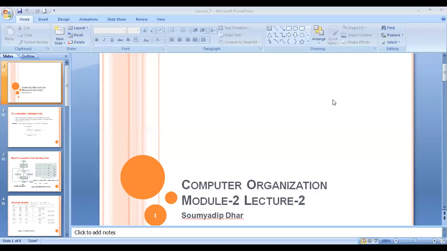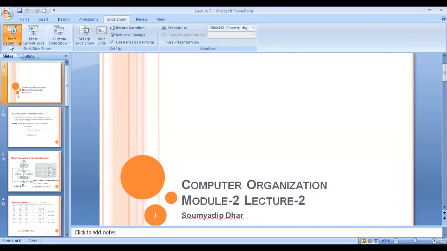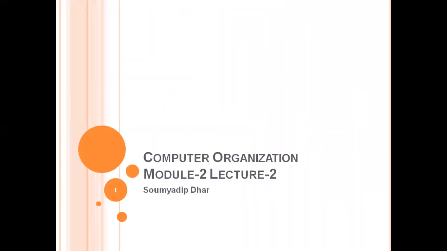So today's class is Computer Organization Module 2, Lecture 2. Last day we learned how to add two binary numbers using a ripple carry adder and using a carry look ahead adder. Okay, so addition is one type of arithmetical operation.